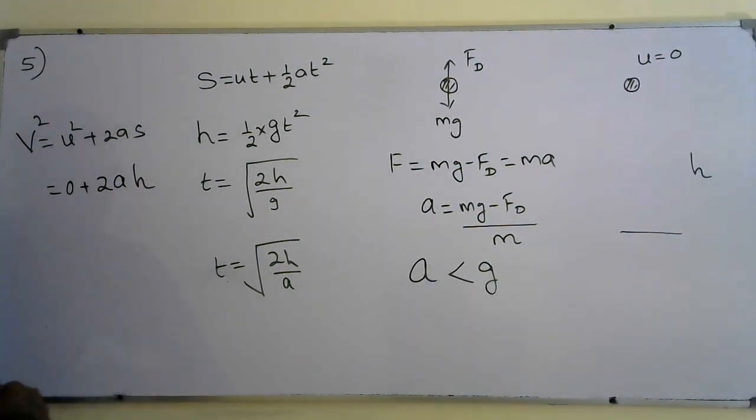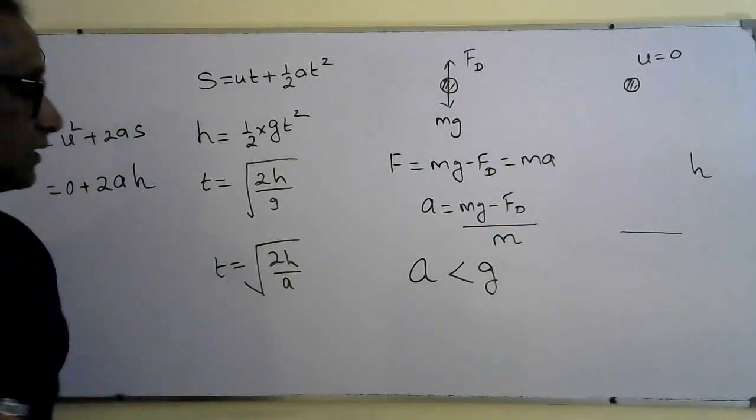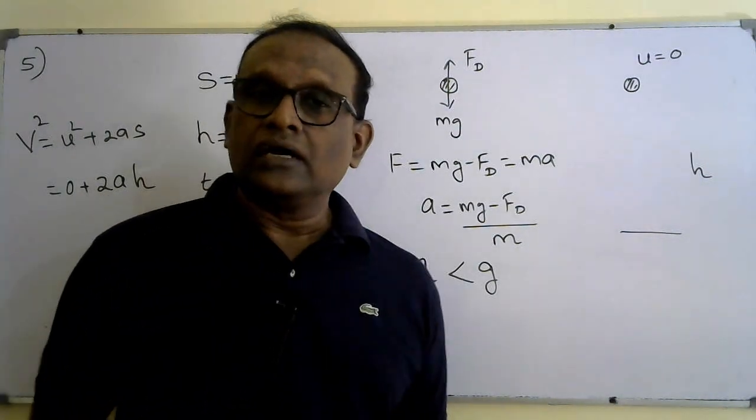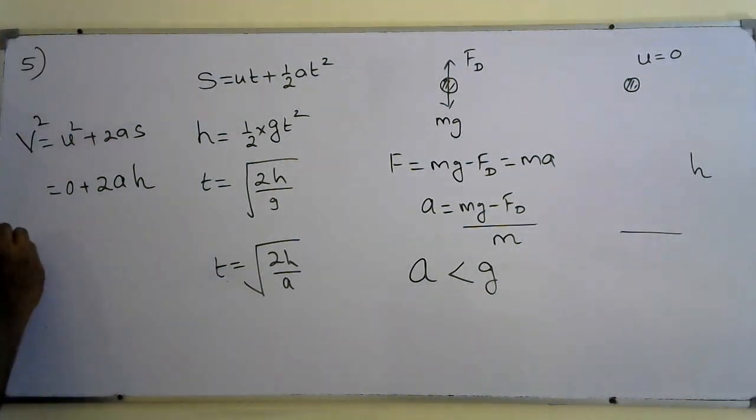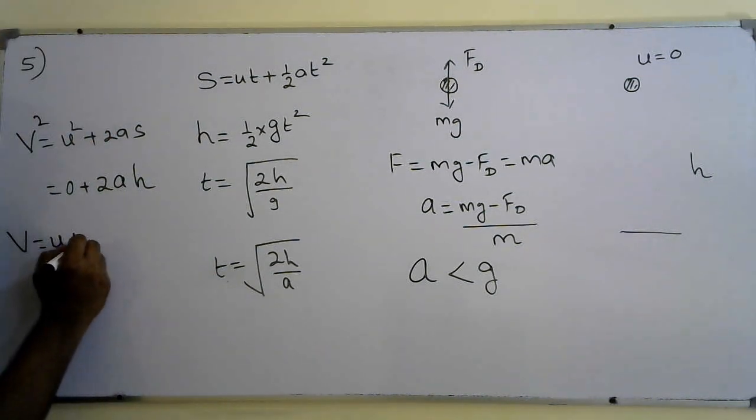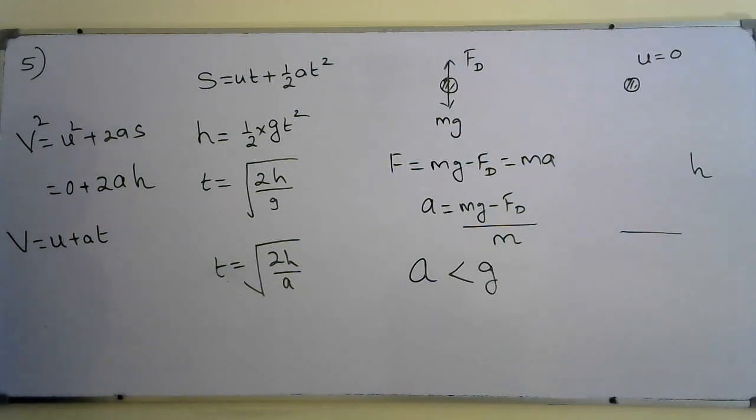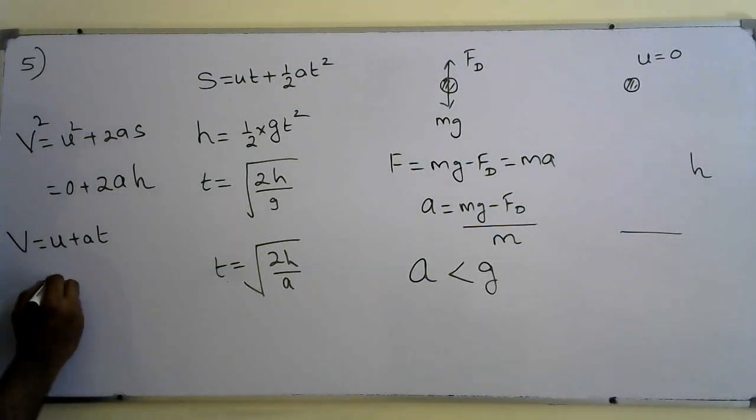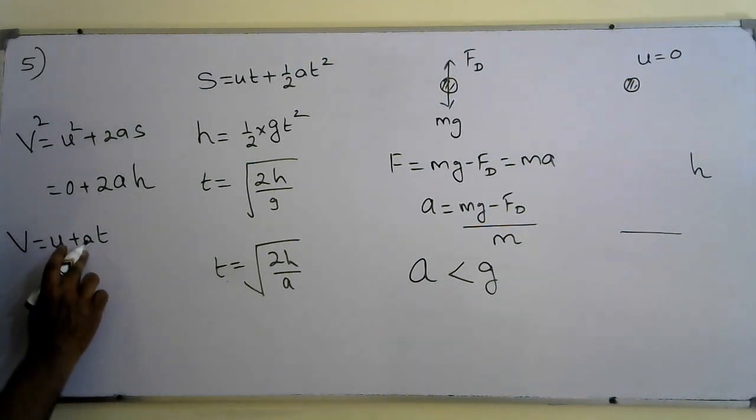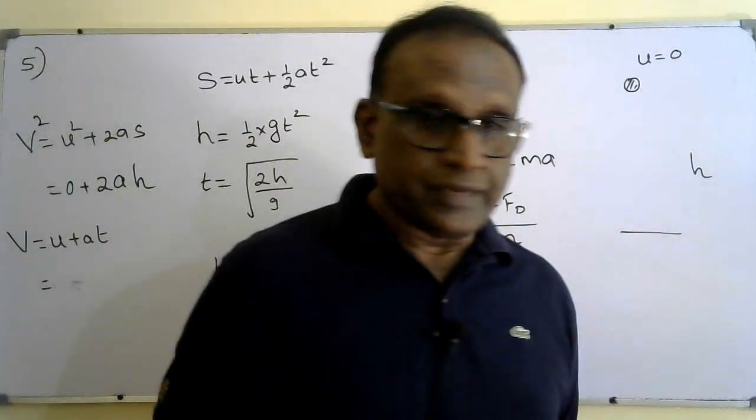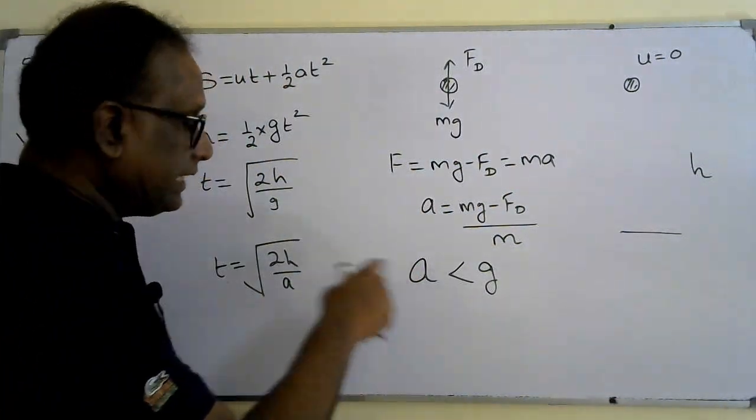You might ask, when we analyze the final speed, can't we use V equals U plus at? No, it's not a suitable equation. I accidentally wrote it and changed it to V squared equals U squared plus 2as, because U is 0. The actual a is smaller than g, we know that.